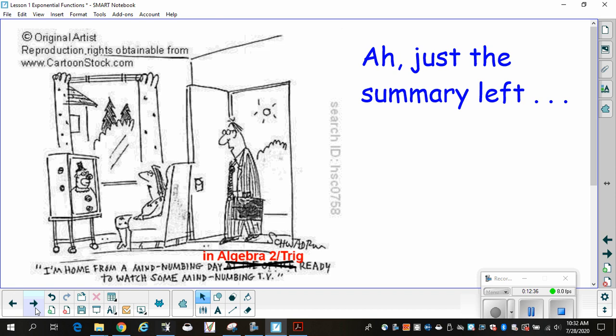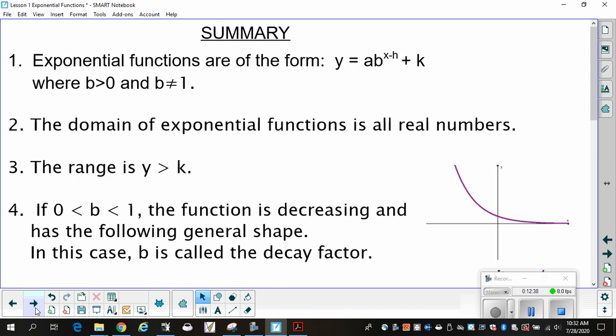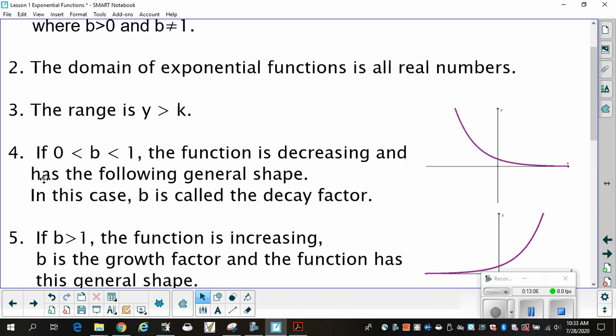Just the summary? Okay. Exponential functions are of the form y equals a times b raised to the x minus h, plus k, where b is greater than 0, and b does not equal 1. b can't equal 1 because 1 raised to any power is 1, so you wind up with a horizontal line. The domain of exponential functions is all real numbers. The range is y greater than k. Basically, it's y greater than 0 unless you move it up or down.